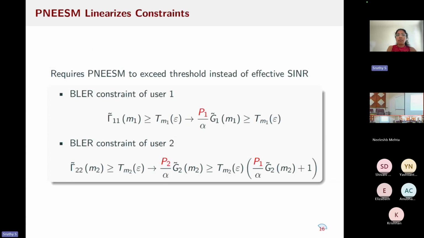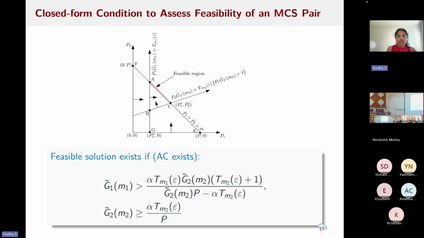So using these PNESM bounds, we make the block error rate constraints linear in powers P1 and P2. So the block error rate constraint of user 1 maps to the following, and the block error rate constraint of user 2 maps to this. Here we can see that on the right-hand side, every constraint becomes linear in powers P1 and P2. So now we can easily solve this and find a closed form condition for the feasibility.